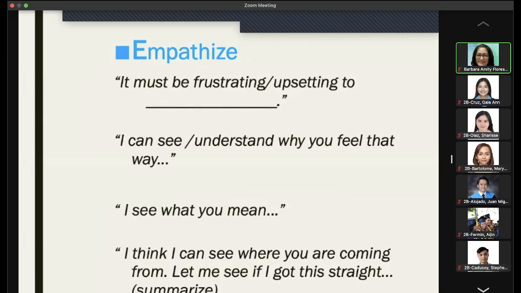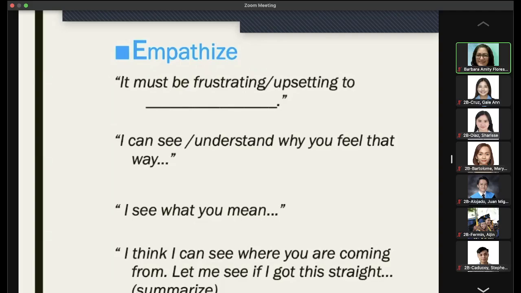Once they have ventilated and they have told you everything that's happening to them, the next step is to empathize. So you may use words like, "It must be frustrating or upsetting. I can understand why you feel that way. I see what you mean. I think I can see where you are coming from. Let me see if I got this straight." And then you try to summarize what he just said. So they have exhausted their thoughts and emotions, and now you have a better idea of what is causing that emotional moment.